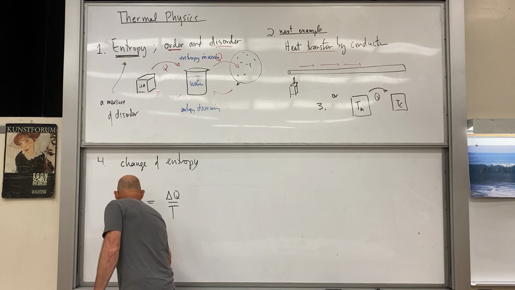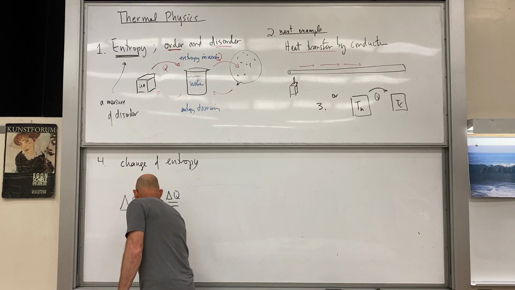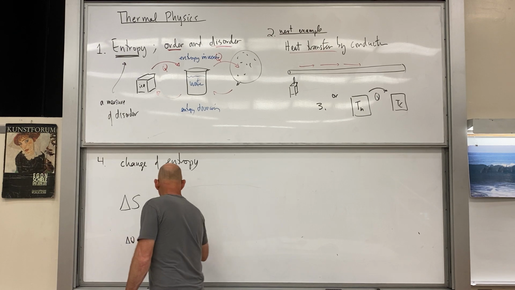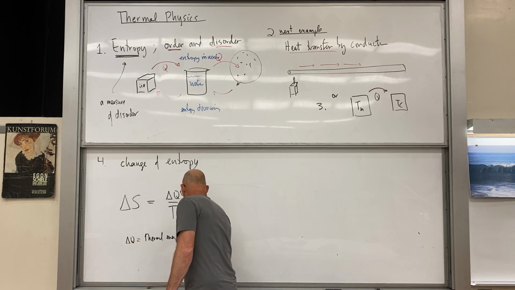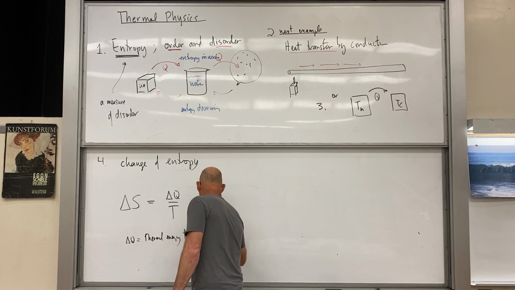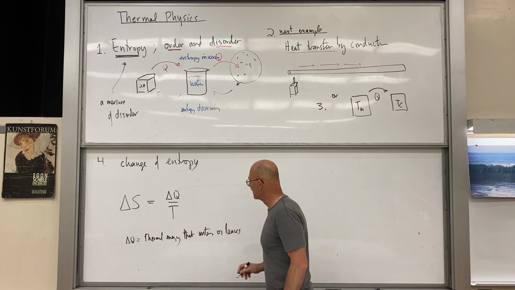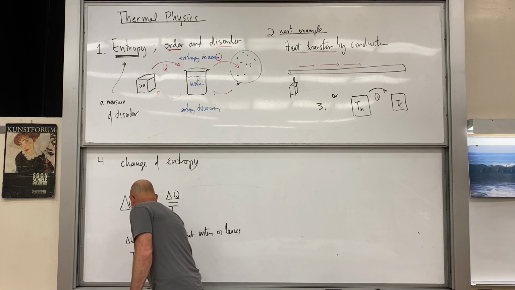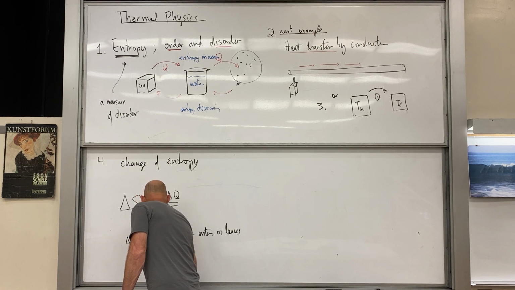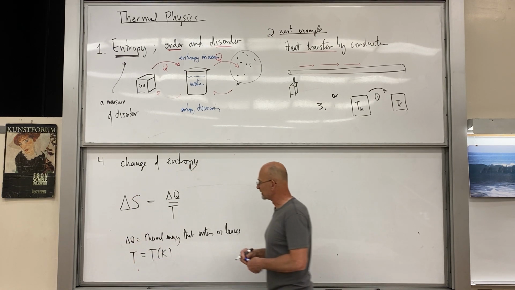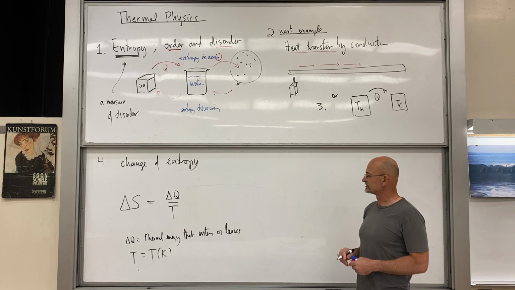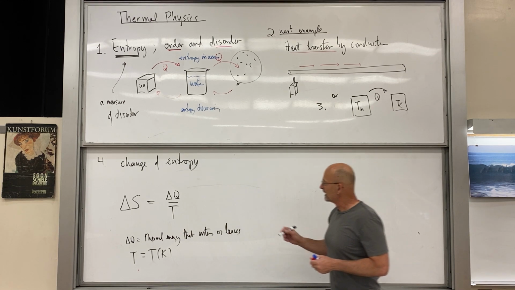So delta Q is equal to the thermal energy, which is the heat that enters or leaves a system, and T equals the temperature in Kelvin. Very important. So that's the change of the entropy in a system.